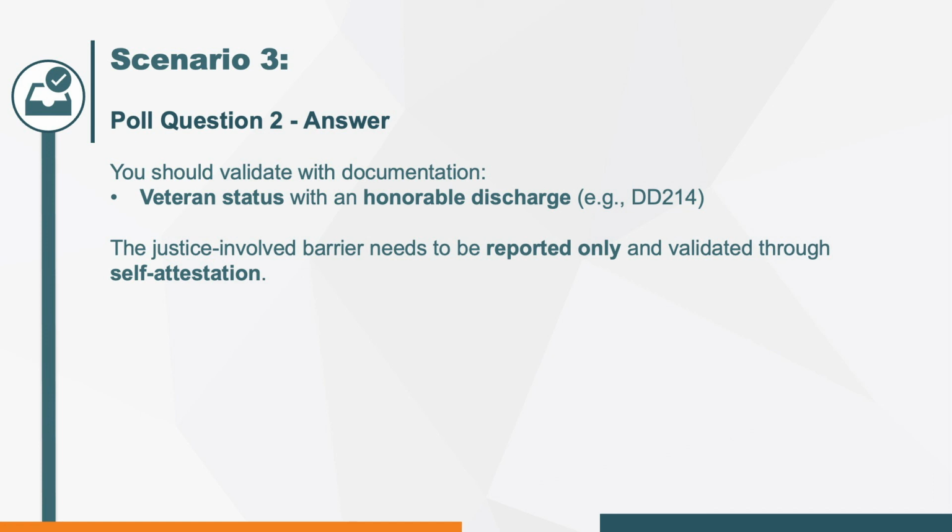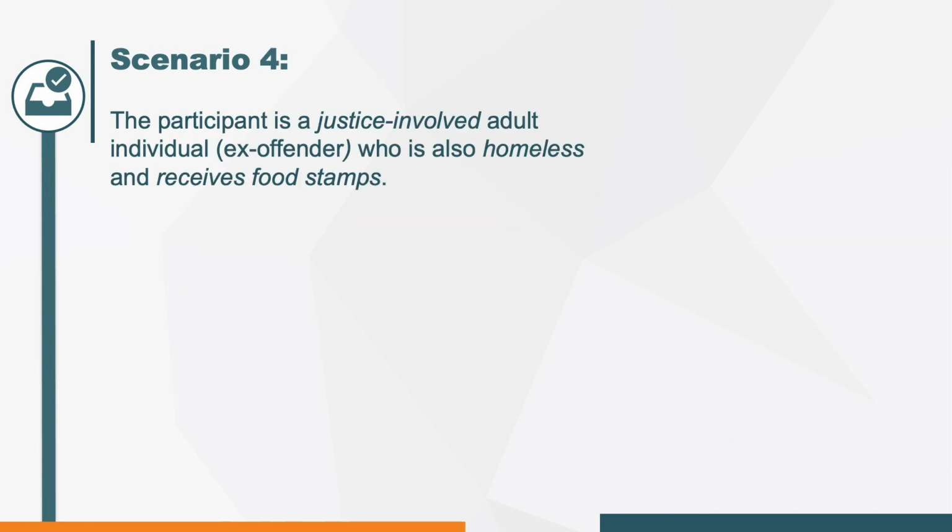And it's important to note that even with a dishonorable discharge, a veteran can still receive WIOA services, but they will not see priority of service. It's the honorable status on that DD-214 document that affords them that priority of service. And then I think we have one more scenario, so I'll pass it back to Michelle.